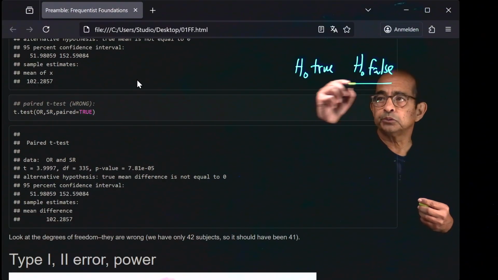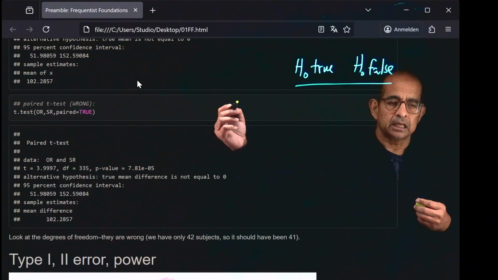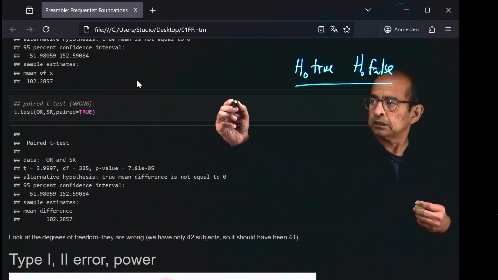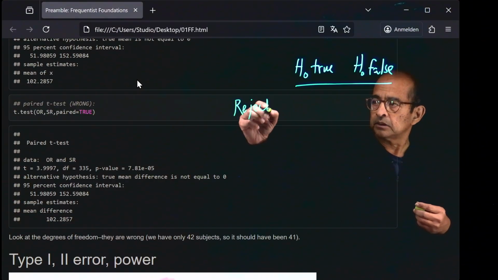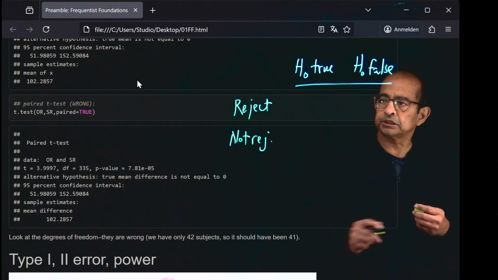But what we do is carry out a decision based on the statistical test that we do. So we would either reject the null or not reject the null. So these are two things that we can do.